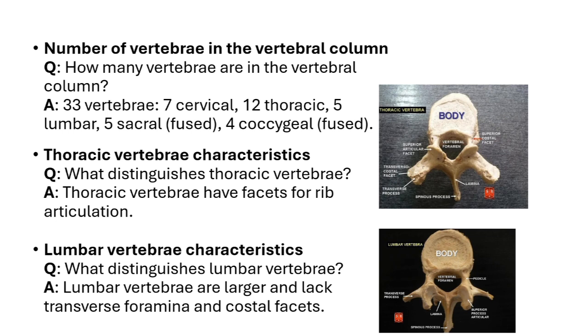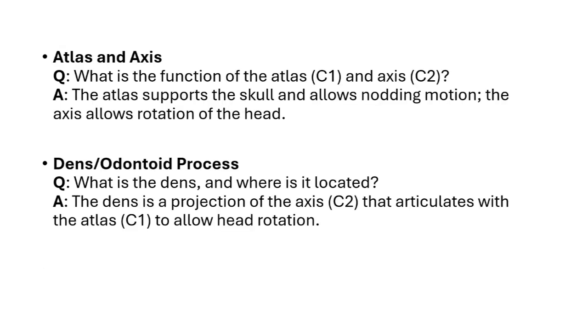Let's get into it. So how many vertebrae are in the vertebral column? Of course there are 33 vertebrae: 7 cervical, 12 thoracic, 5 lumbar, 5 sacral fused and 4 coccygeal fused. So what distinguishes thoracic vertebrae? Thoracic vertebrae usually have facets for rib articulation. What distinguishes lumbar vertebrae? They are larger and lack transverse foramina and costal facets.